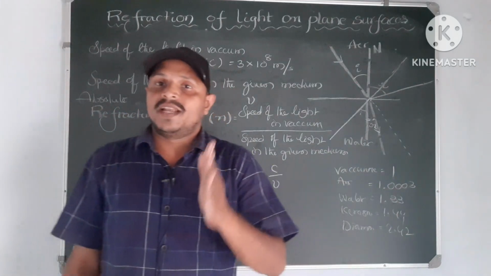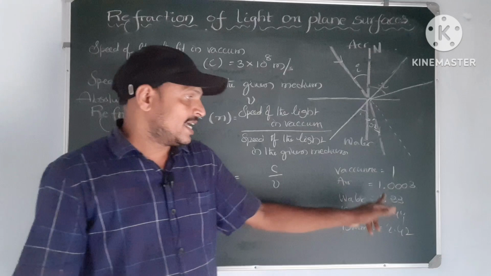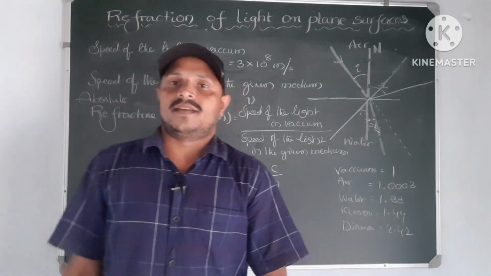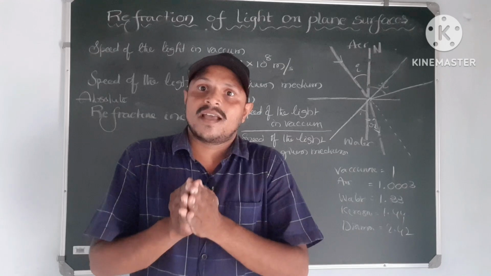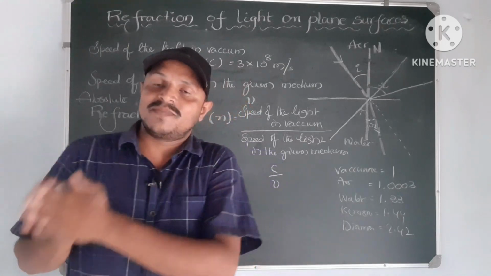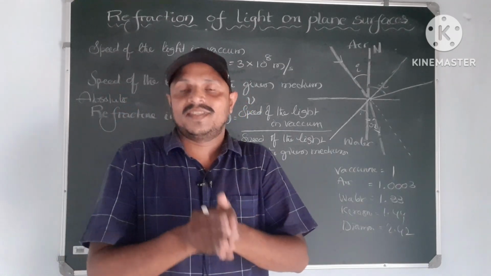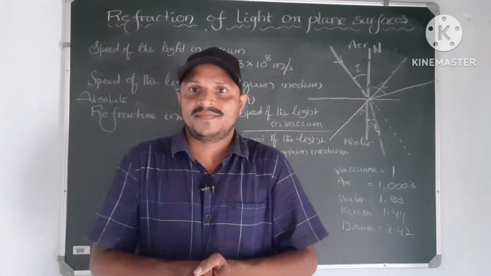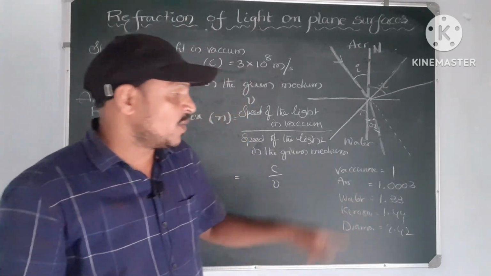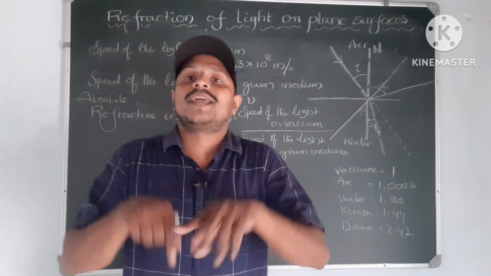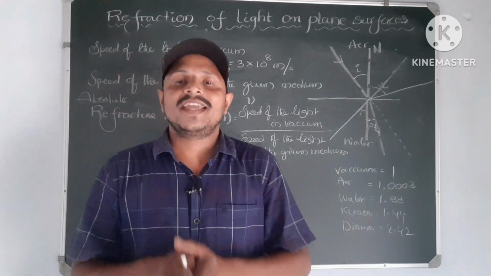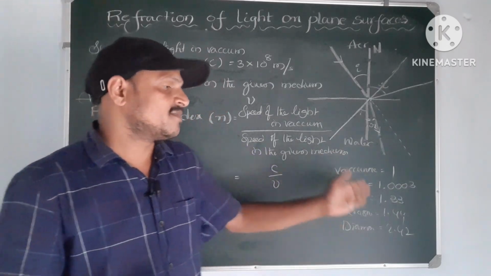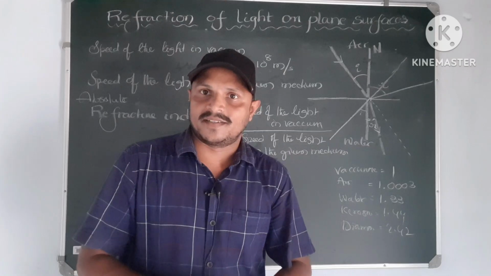So, the speed of light in water is greater than in kerosene. But here, kerosene has less mass density than water. That's why it floats on the water. But kerosene has higher optical density than water. That's why its refractive index is more than that of water.